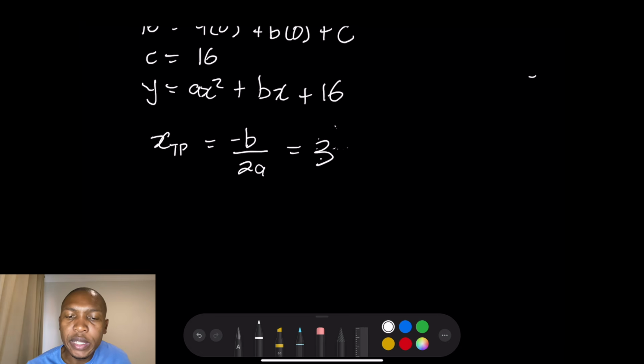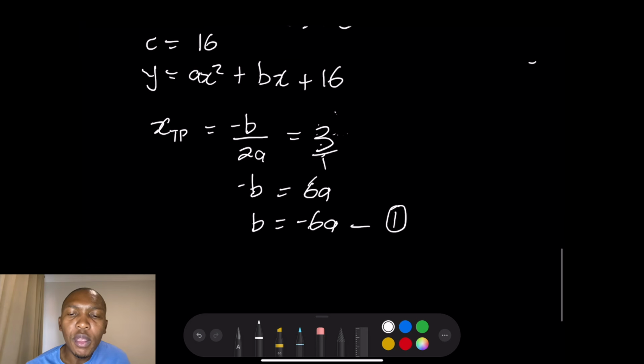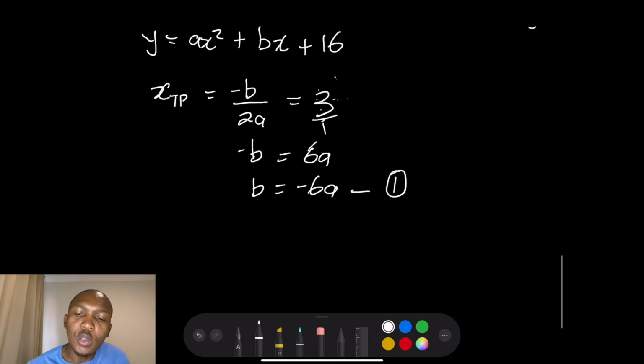So we can try and simplify that. Minus b, if we cross multiply, that's 3 over 1. So this would be minus b is equal to 6a, or you can say b is equal to minus 6a. If you want to, you can call that equation 1 or whatever you want to call it. So now we at least know the relationship between b and a.